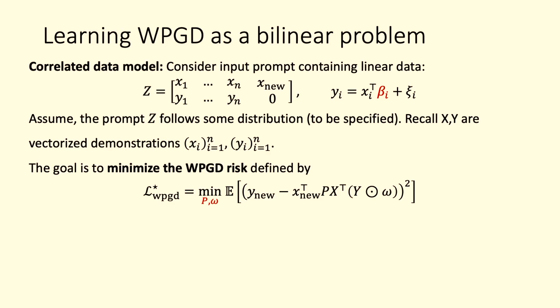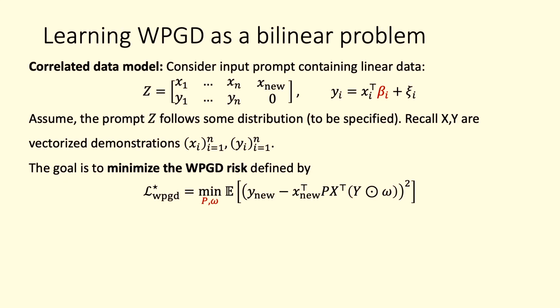So imagine the following, right? Imagine you have a prompt, or imagine you have some x and y. You have x features and y features, and you have an x new, and there's a distribution on them, okay? And the question is basically learning the optimal weighted preconditioned gradient descent algorithm. And if you fix one of them, if you fix omega or if you fix p, this expectation is essentially a linear regression problem. It is a linear problem, right?